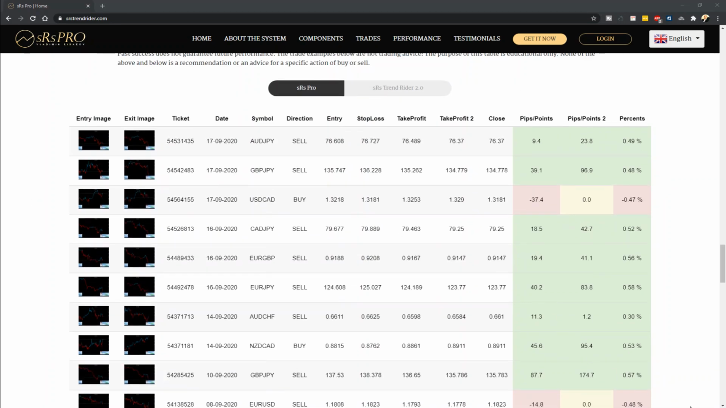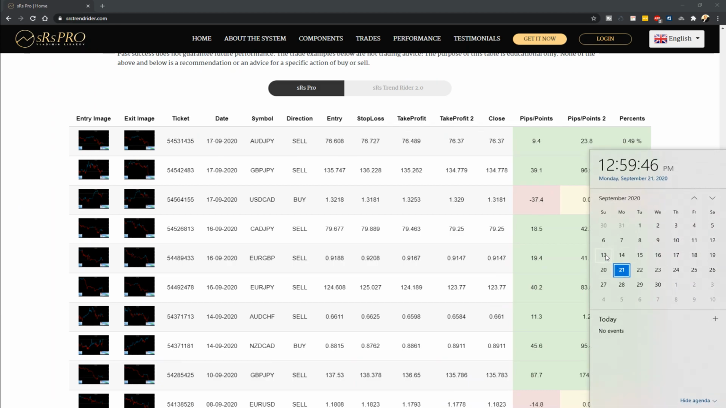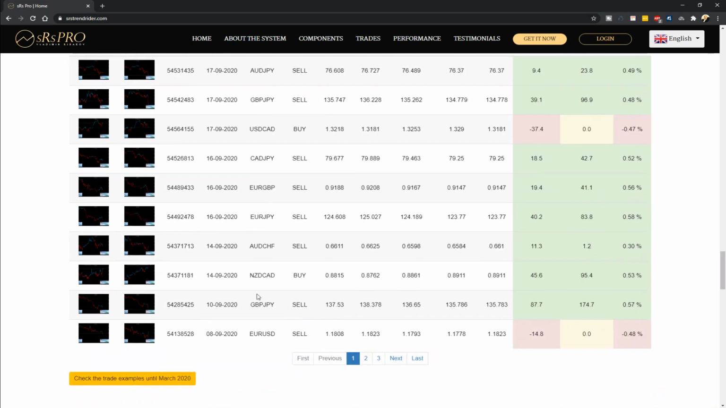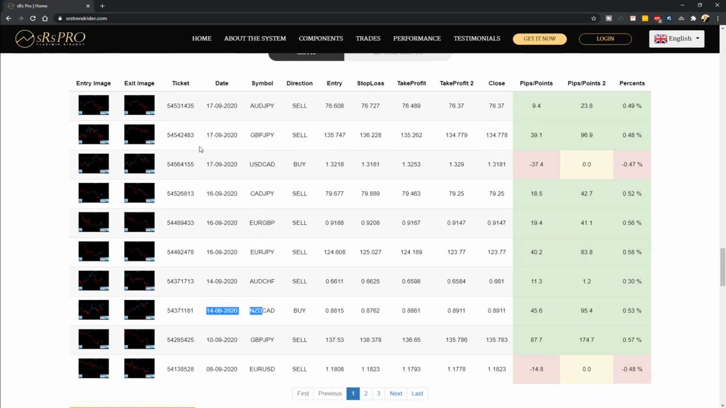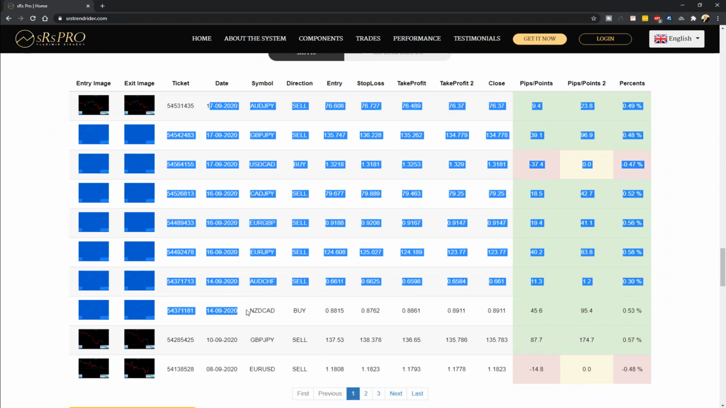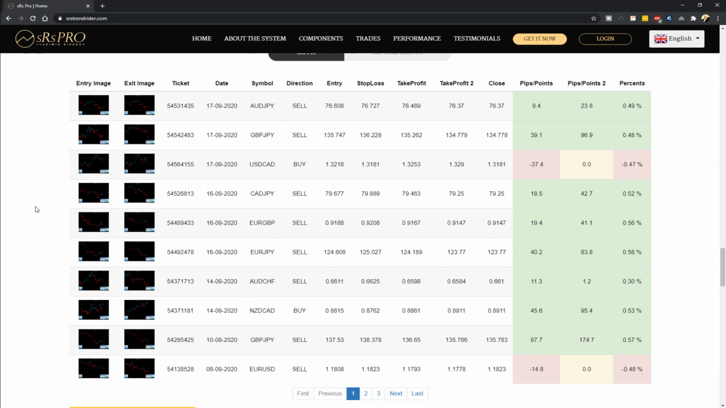The previous week is basically starting from 14th up to the 18th, which gives us this list of trades right here that we can cover. Of course, I'm not going to cover all of them. I have a few interesting examples which I believe you will find cool in terms of analysis, and then we're going to switch to sRs2.